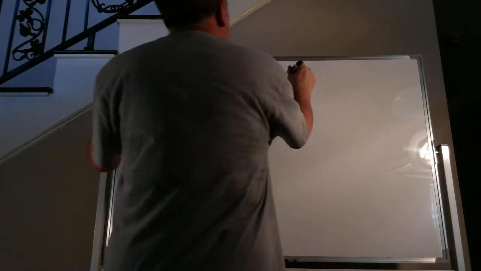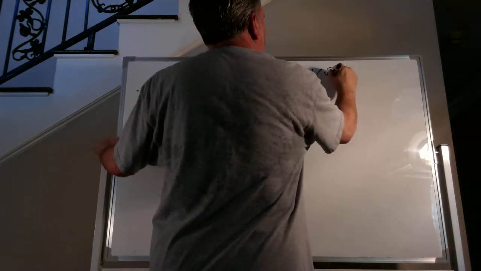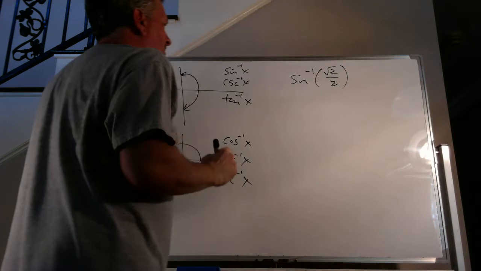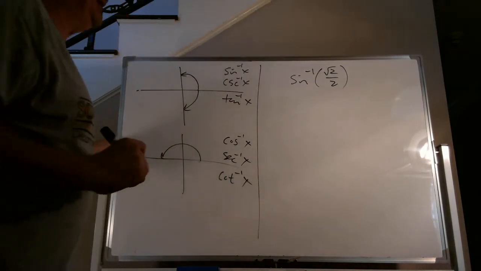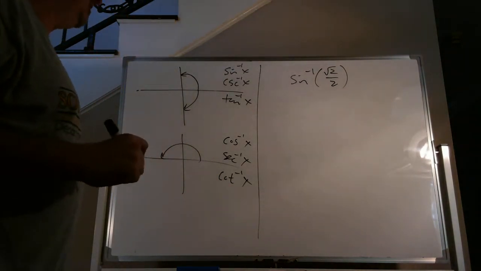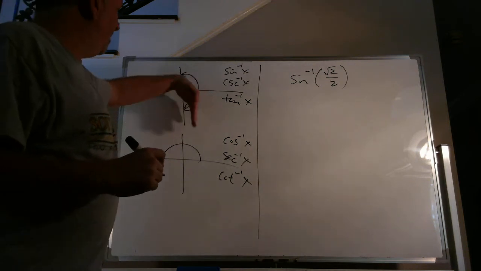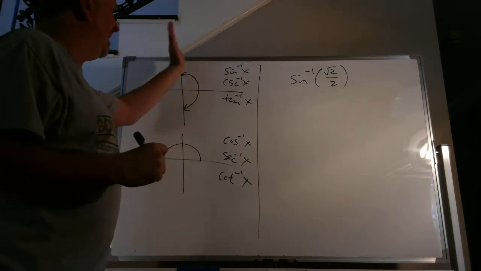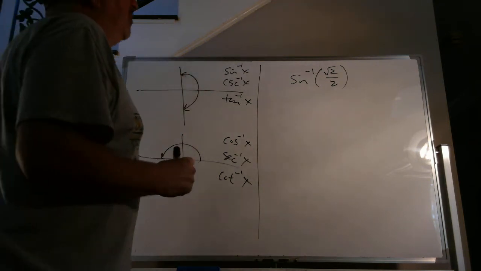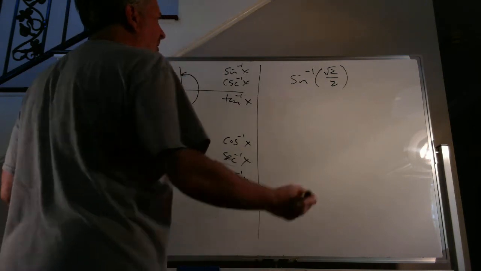Okay, so it says find sine inverse of square root of 2 over 2. Okay, so find the exact value in radians. You could do all of these in degrees as well. So it'd be minus pi over 2 to pi over 2, it'd be minus 90 to 90 degrees. Okay, so here's how I approach all these problems.